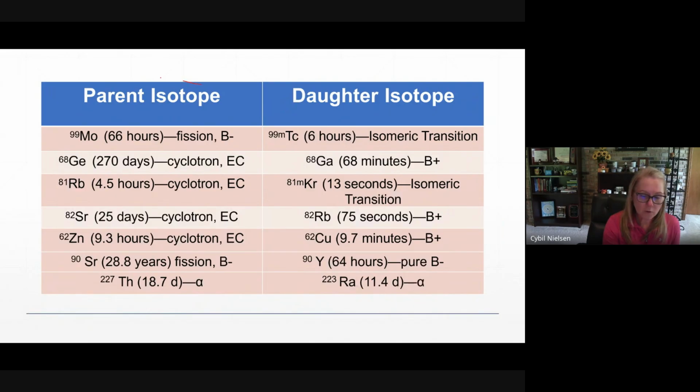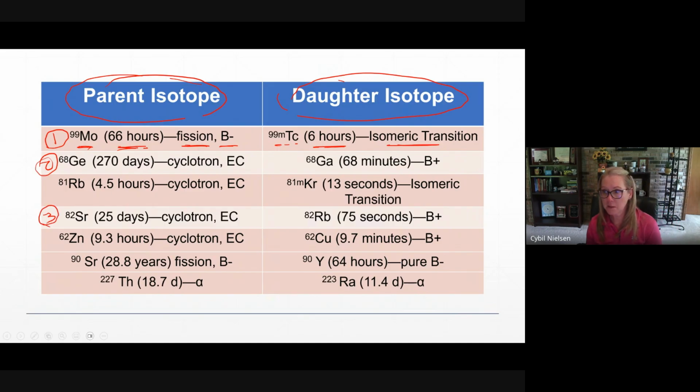All right, so I've given you all of the possible generators that are out there. The parent decays into the daughter. I've given you the parent, the half-life of the parent, how it's made, and how it decays. The daughter, the half-life of the daughter, and how it decays. You want to know this one, and this one. Those are the three that could possibly be on the exam.